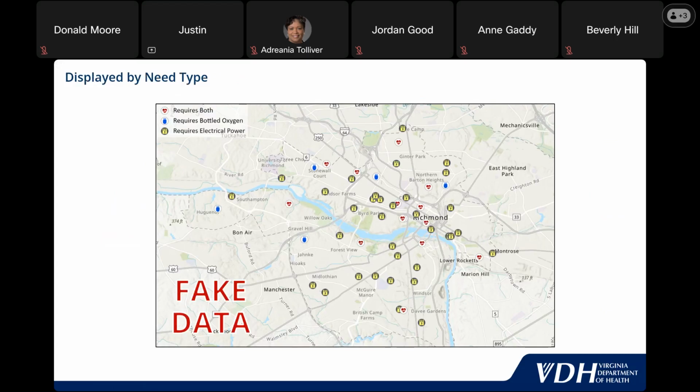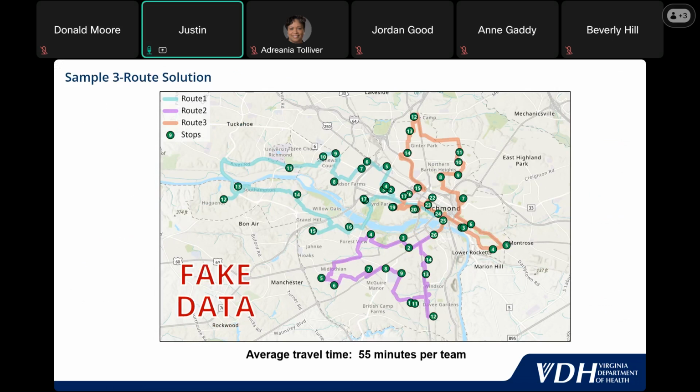We can also create a map that breaks it out by the types of needs. So you see we have a need that requires bottled oxygen. That is the little blue bottle. Requires electrical dependent, that looks like a castle to me, but it's a little electricity symbol. And then a little heart symbol that requires both. So we can understand our needs. And then we use our network analyst tool to create different routes. This would be for outreach folks.